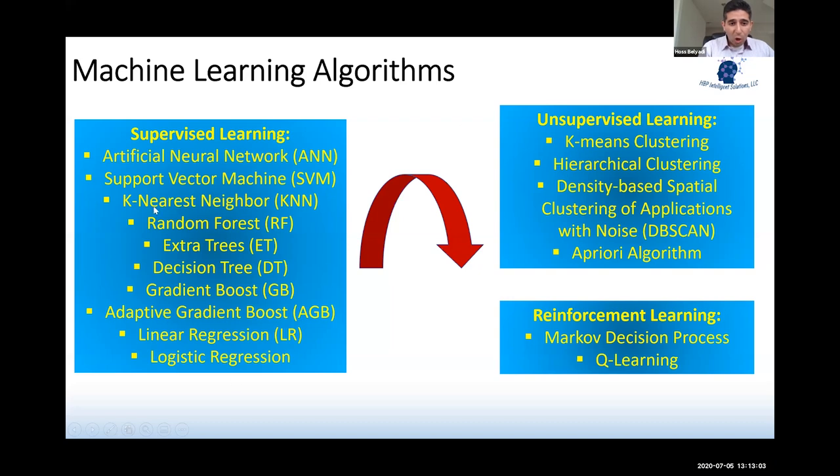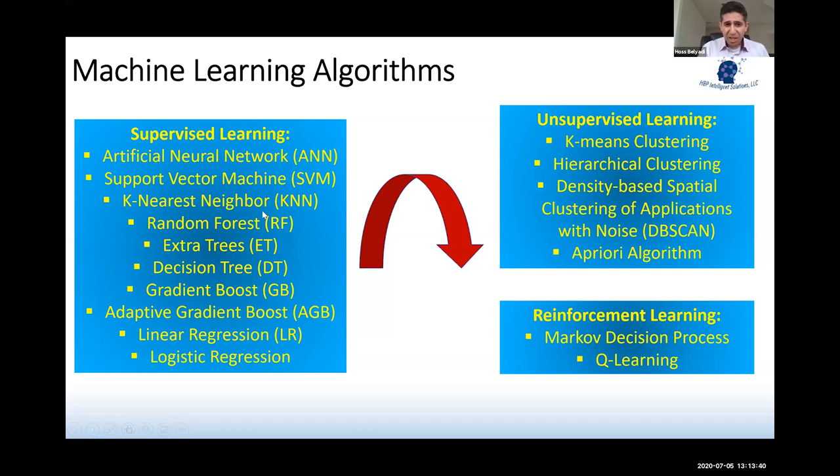And almost all of these algorithms that you see here, except probably a couple, you can use for both regression and classification problems. So you can use the artificial neural network to build a supervised regression model, or you could use artificial neural network to build a supervised classification model, okay?